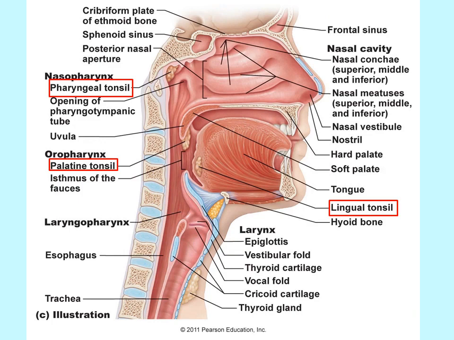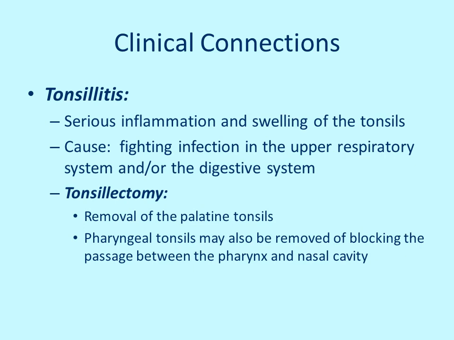In this diagram, you can see labeled the tonsils, the pharyngeal tonsils, the palatine tonsils, and the lingual tonsils. They are named by their location. If they become inflamed and start to swell up, that is what tonsillitis is. Their purpose is to help to fight infection of the upper respiratory system and also the upper digestive system. If they do become extremely inflamed and cannot allow the swelling to go down, they may be removed through surgery.